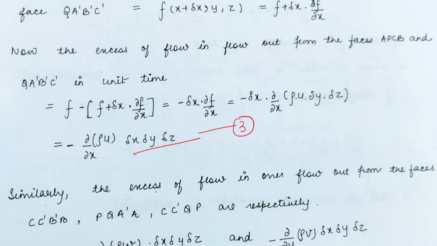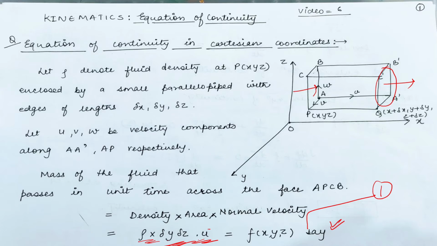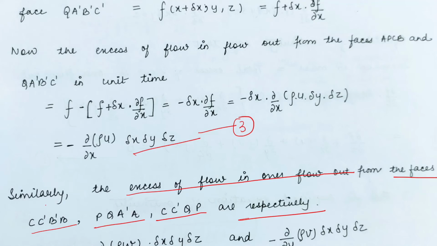Now similarly the excess flow out from the faces C'B'BC, PQA'Q and CC'QP respectively, what they have said. Now we have done only the excess flow out for these phases. We have to perform the same for the front phase and the back phase, the up phase and the down phase. So we will get the same values. Only the change, in the third equation, will be along y direction it will be y, along z direction it will be z, and the velocity component will also change. So it will become del by del y of rho v delta x delta y delta z. I hope this is clear to you.